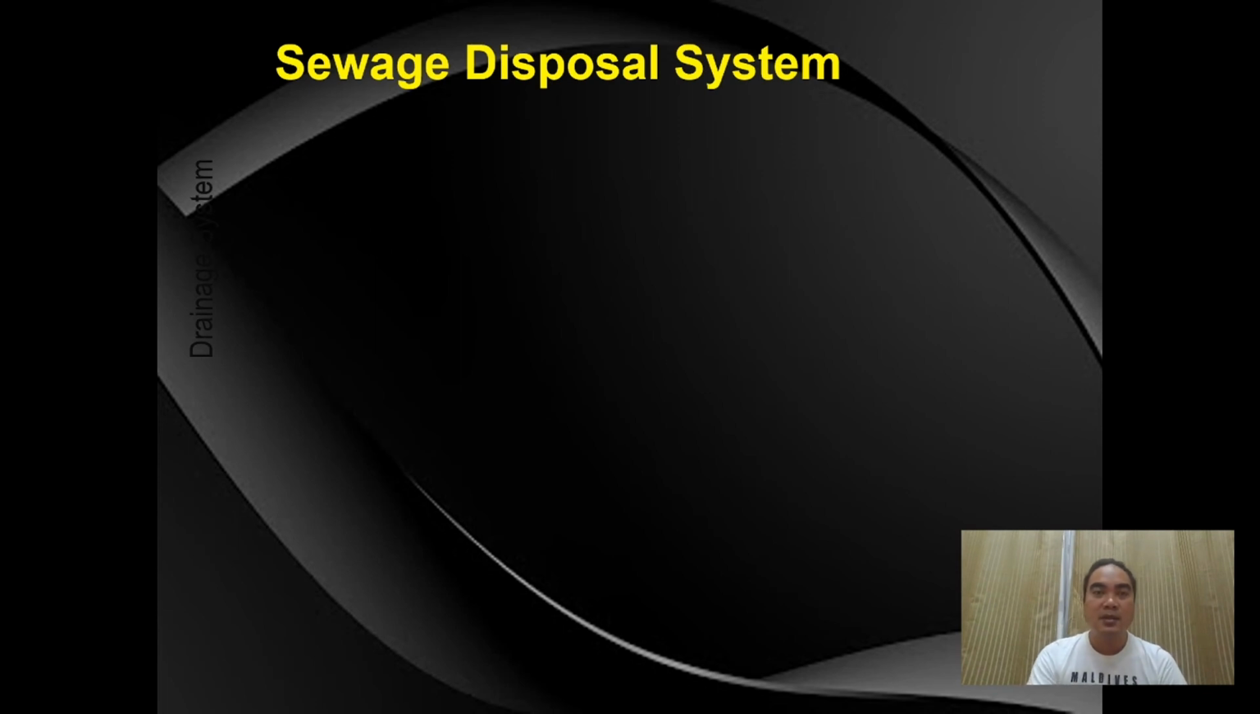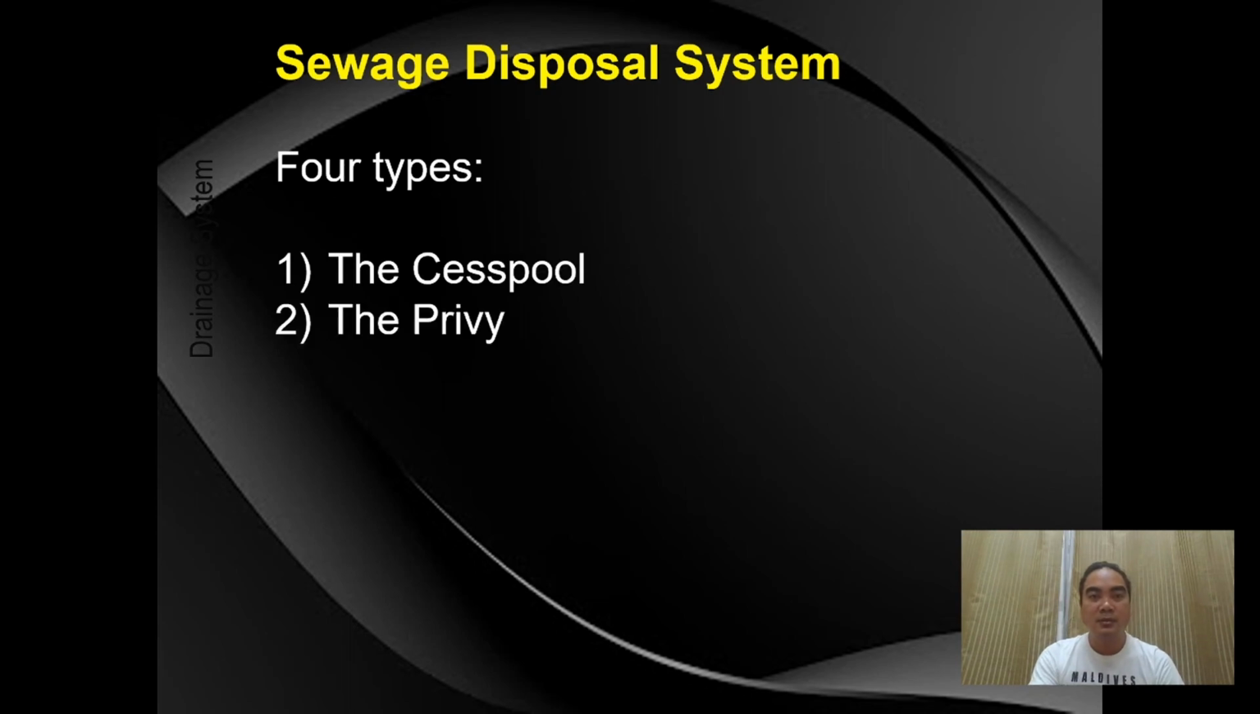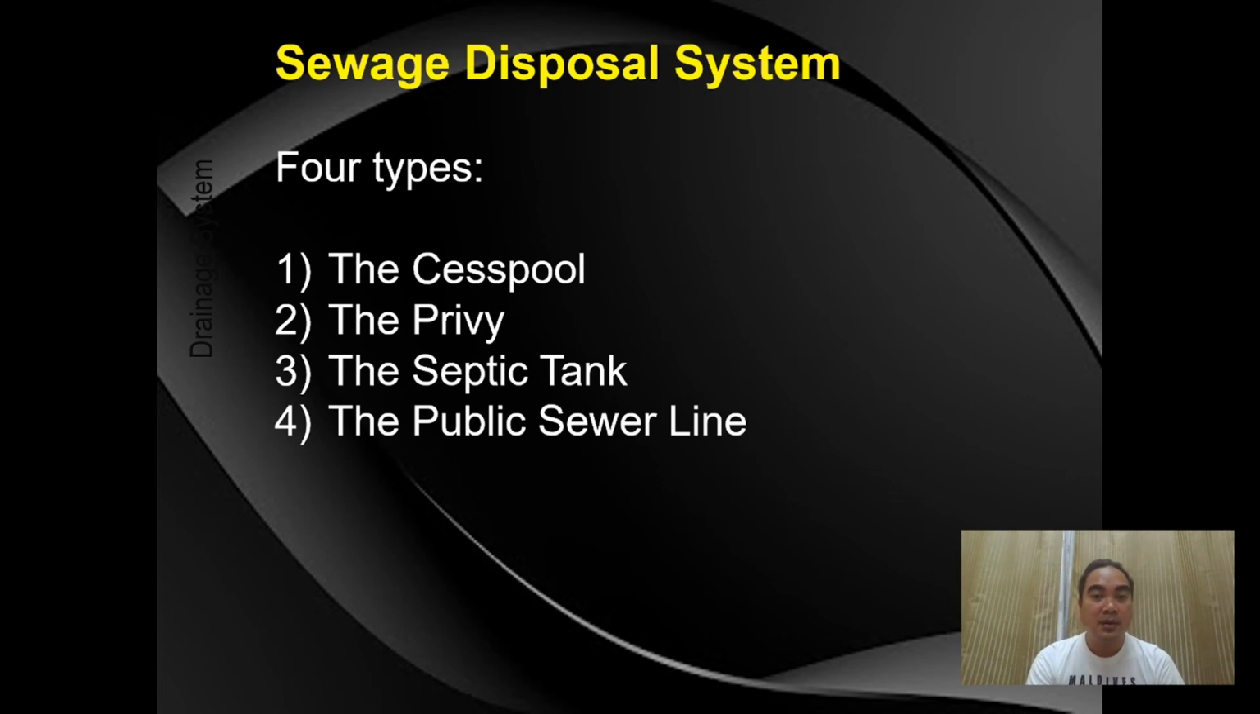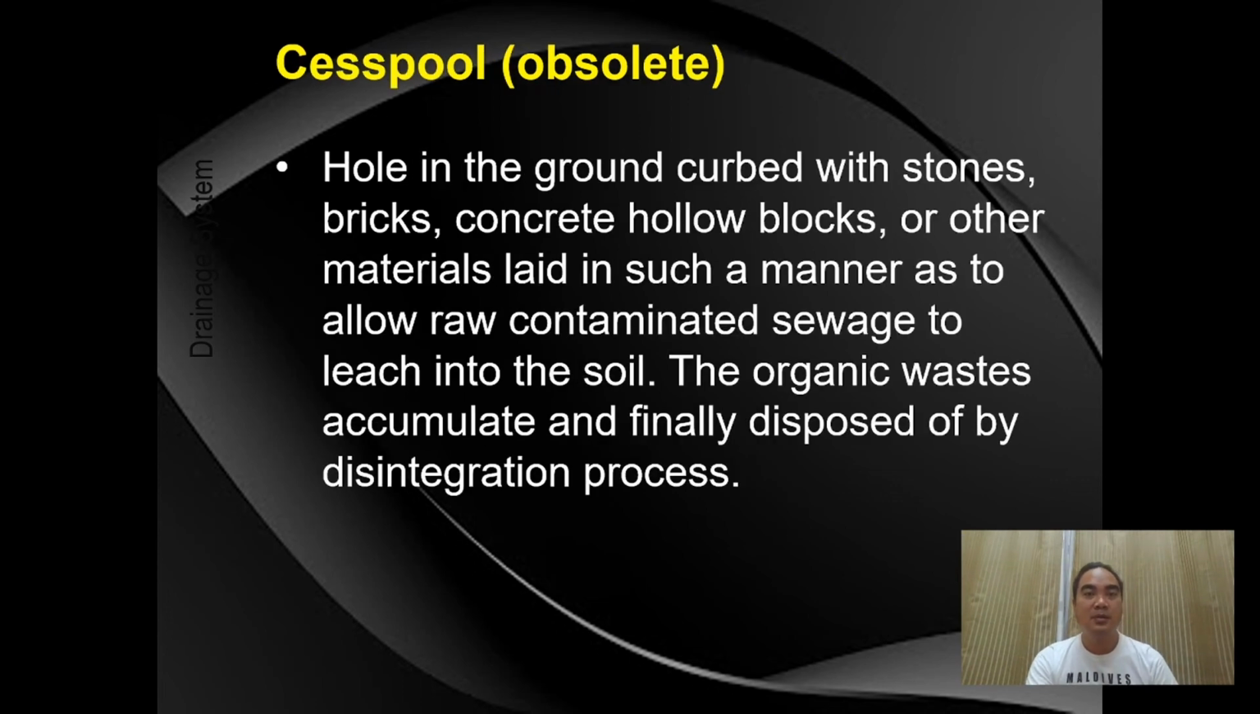Sewage disposal system, four types: the cesspool, the privy, the septic tank, the public sewer line. Cesspool, obsolete. A hole in the ground lined with stone bricks, concrete hollow blocks, or other material laid in such a manner as to allow raw contaminated sewage to leach into the soil. Organic waste accumulates and is finally disposed of by this degradation process.